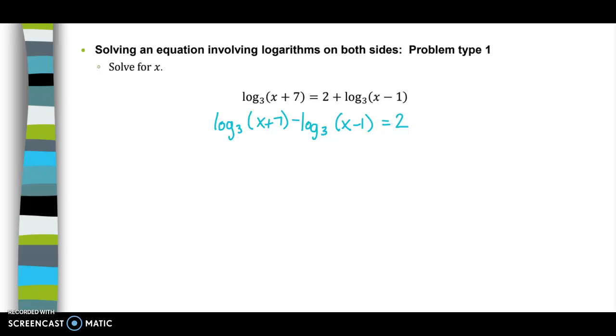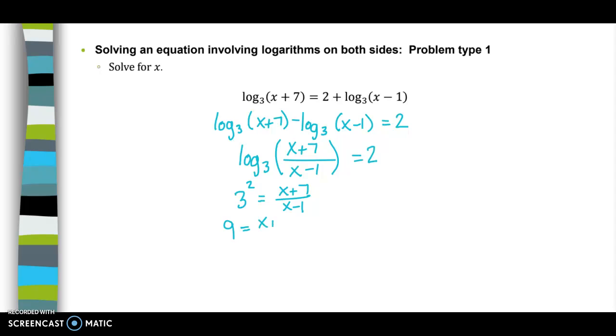Now this subtraction sign right here indicates the quotient property. So I'm going to take log base 3 of x plus 7, that's inside the first log, divided by x minus 1, because that's inside the second log, and that's equal to 2. So once I get 1 log, I can put it in exponential form, which is 3 squared equals x plus 7 over x minus 1. Ooh, I have a fraction. That's okay. This is 9 equals x plus 7 over x minus 1.